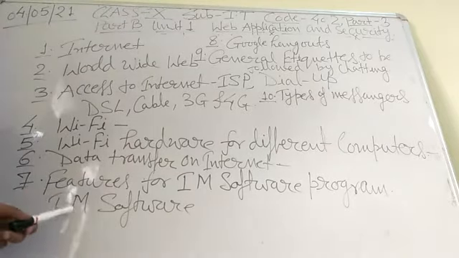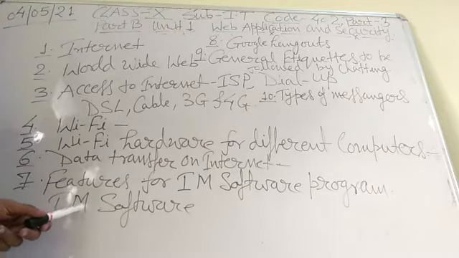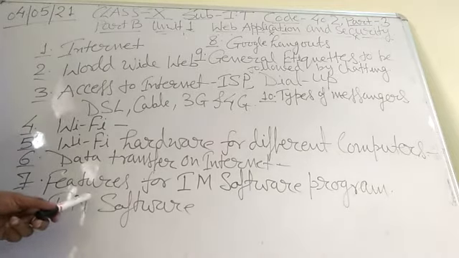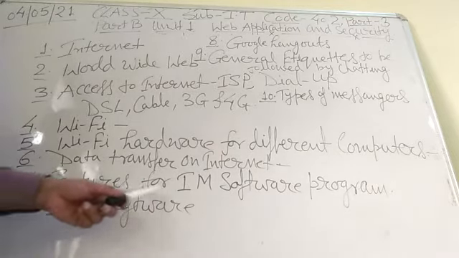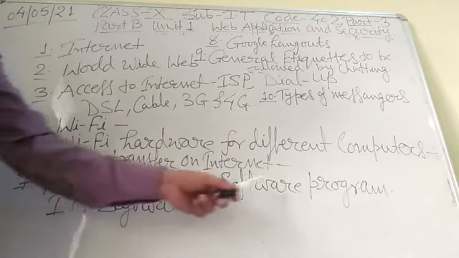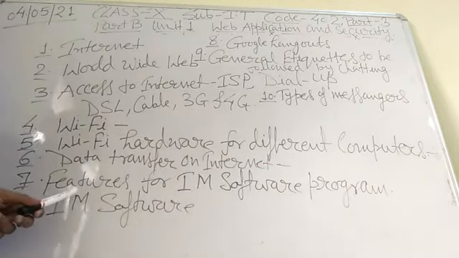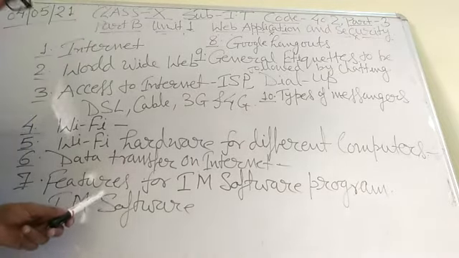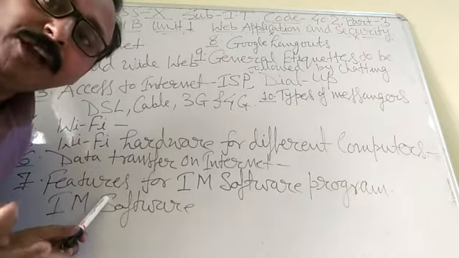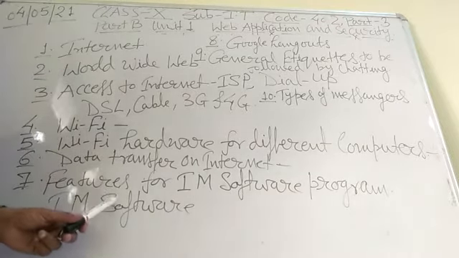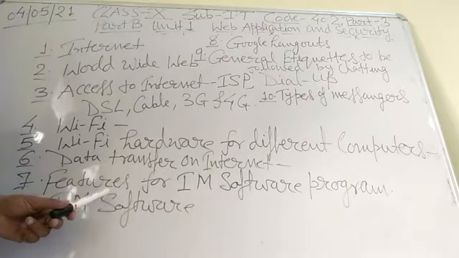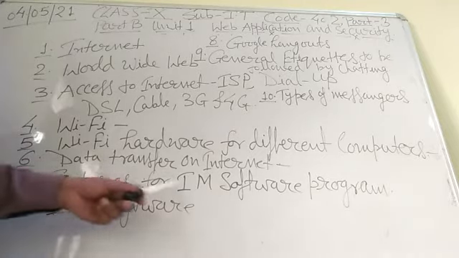Now I am going to discuss the IM software program. What are the features of the IM software program? There are so many features. First is instant messaging, chat, video, web link, images, sound, file, talk, streaming content, and mobile capability. So these are the features of instant messaging software.